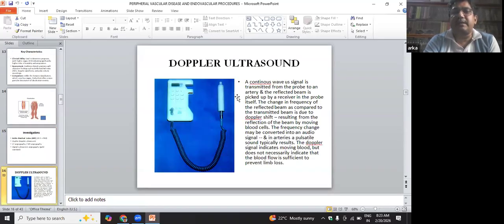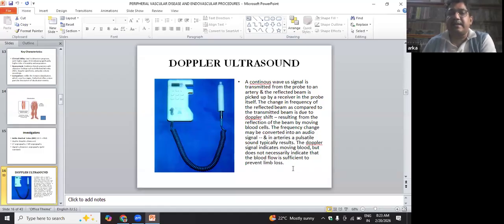I am just reading it out: a continuous wave Doppler signal is transmitted from the probe to an artery, and the reflected beam is picked up by a receiver in the probe itself. The change in frequency of the reflected beam as compared to the transmitted beam is due to Doppler shift resulting from the reflection of the beam by moving blood cells. The frequency change may be converted into an audio signal, and in arteries, a pulsatile sound typically results.